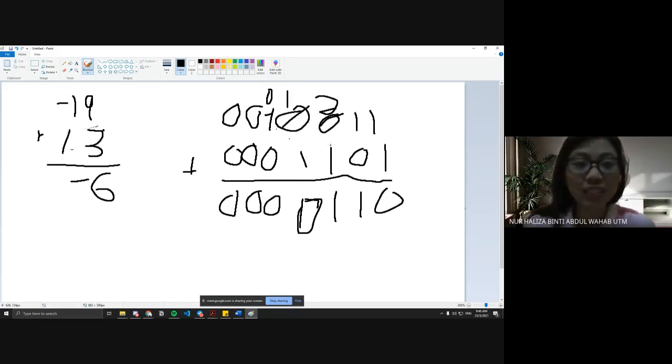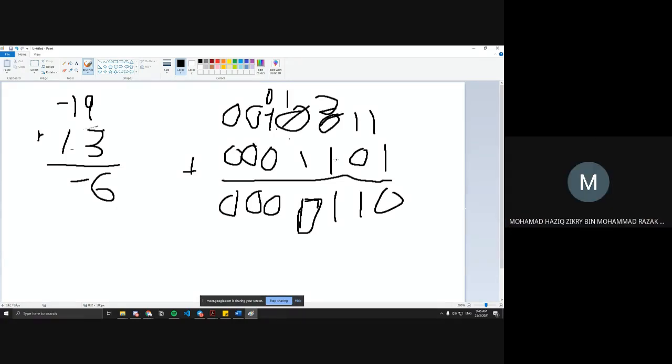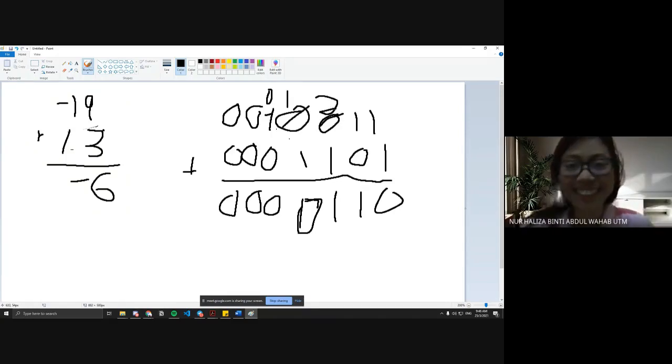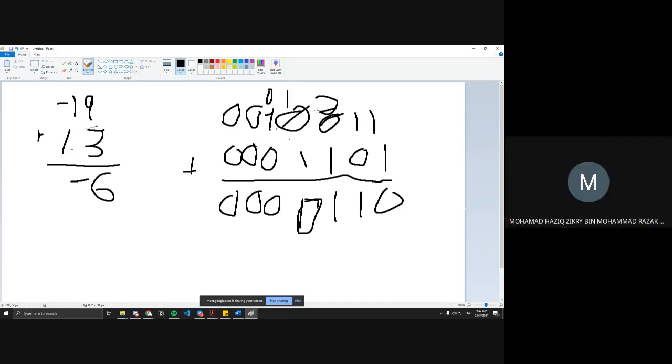I have a question, sir. How do you get 2 over there? Because this one we borrow from here, right? Because 1 plus 1 is 0. This one we borrow from here. That's why it becomes 2. Is it that? That's from my understanding. I ask because I don't understand why it should be 2. Should I borrow or should I add? I'm very confused. Is this adding or subtraction?